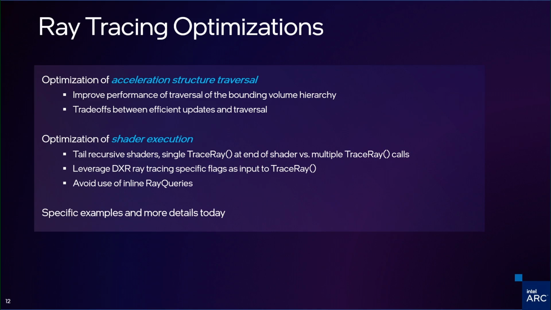One is around acceleration structure traversal, and this is going to be talking about bounding volume hierarchies and building those and putting the geometry in the right place and doing the right things with our geometry. The second part is about shader execution. So we're going to be talking a lot about that thread sorting unit and how we can best get the performance out of the thread sorting unit.